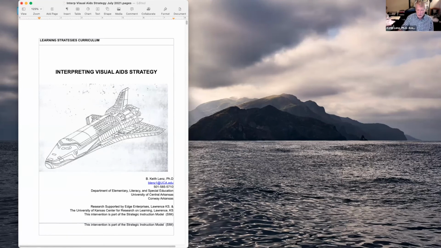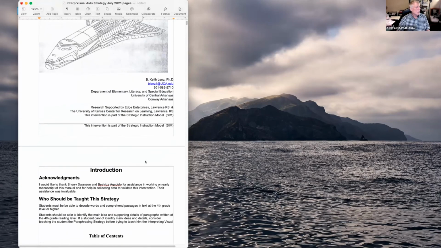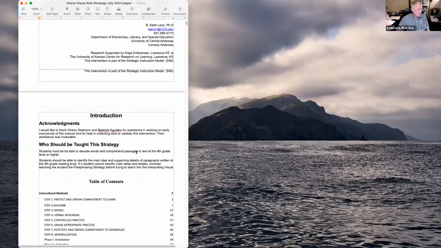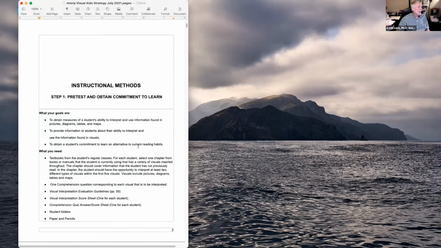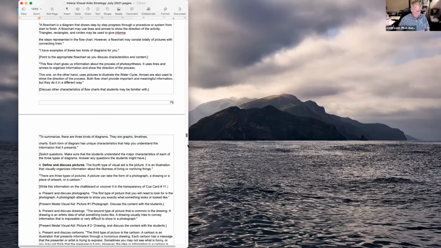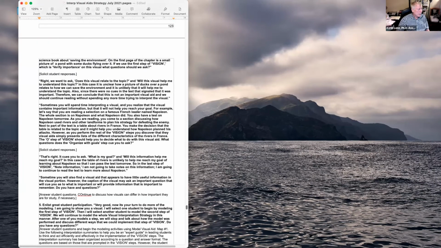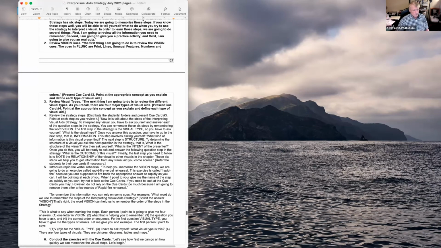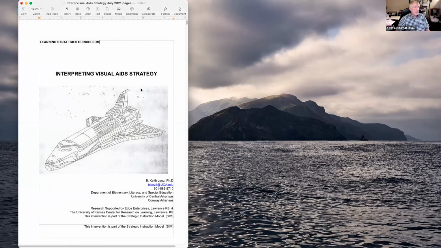So let's get started. I have a PowerPoint presentation, which I can send you. I also have this manual that we've been looking at. And this manual has an introduction, who should be taught the strategy, the table of contents, and instructional methods. And the actual manual in this form, it probably won't be this form when I get done editing it, is about 126 pages long. So it's a significant gift. In probably about a year, we're going to have it published. And so those of you who are in this session get this as a freebie for participating in this professional development.